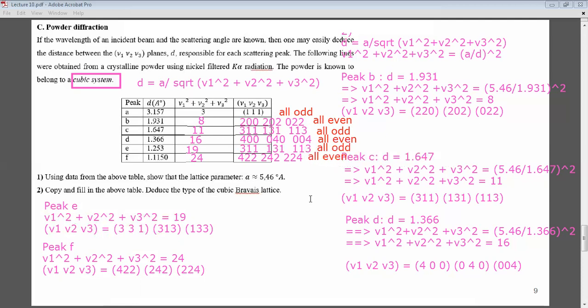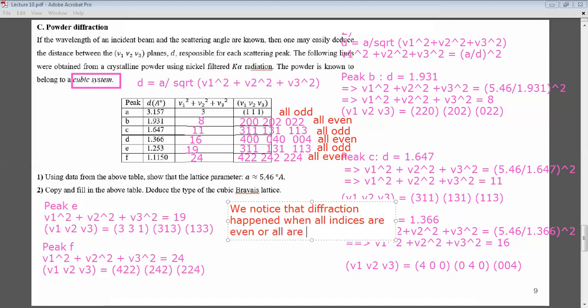So which lattice, the BCC or the FCC, has scattering when all of them are odd or all of them are even? If you go back up where I made the revision, it is the FCC. Okay, so we notice that diffraction happens when all indices are even or all are odd, which implies FCC. So you have to remember this condition.